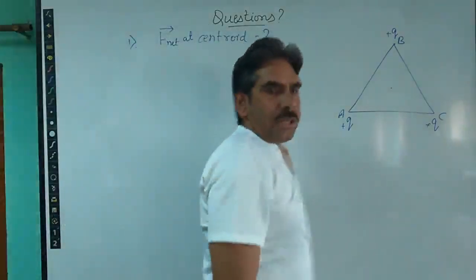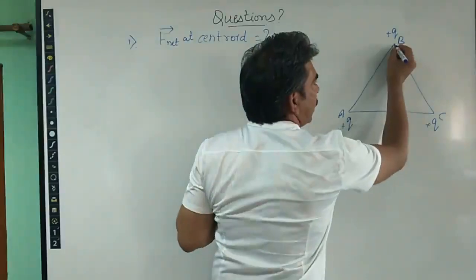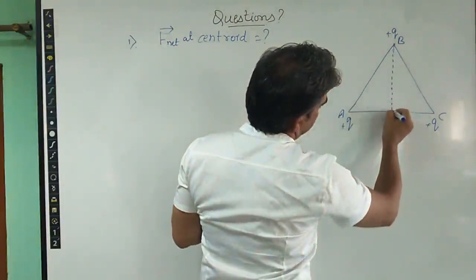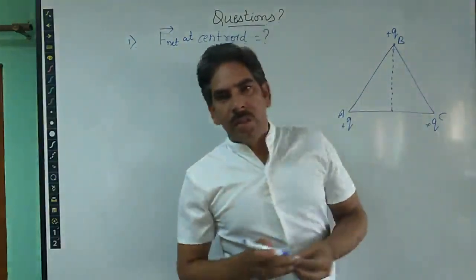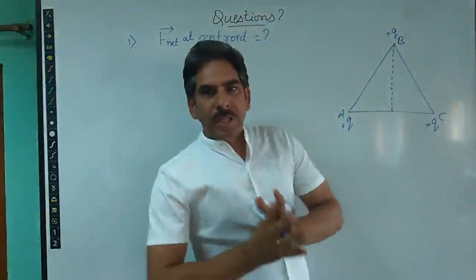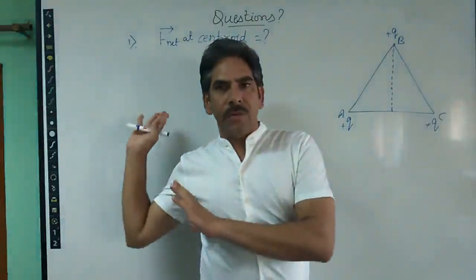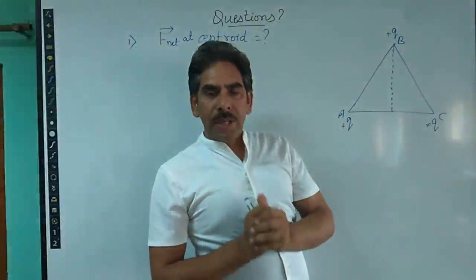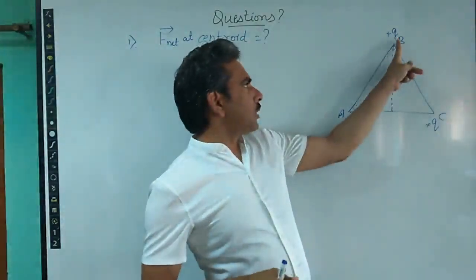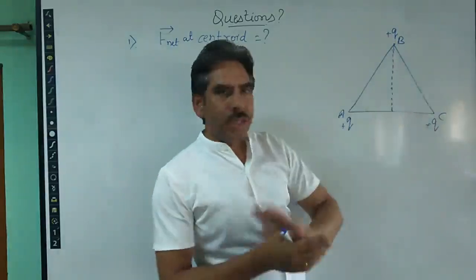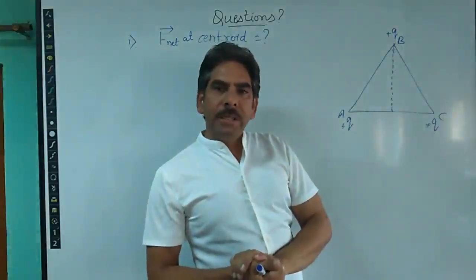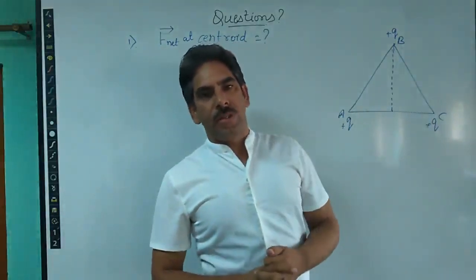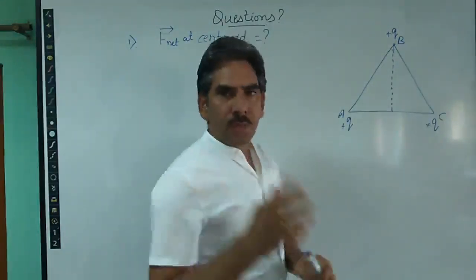In order to do that, what we do? We draw the perpendicular from this point, for example. Before that, let me just make it clear that to find out the net force at the centroid due to all other charges, we have to find out the individual forces due to the charges placed at point A, B and C of the triangle. And then by the method of superposition, we can sum these forces to calculate the net force at this point, which is the centroid.